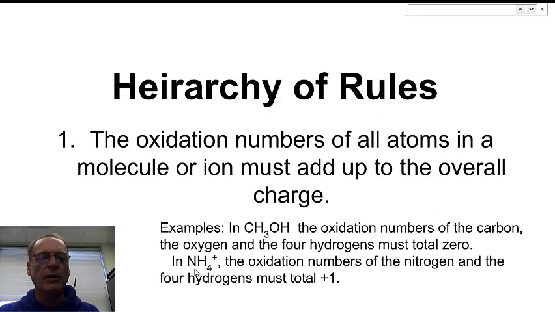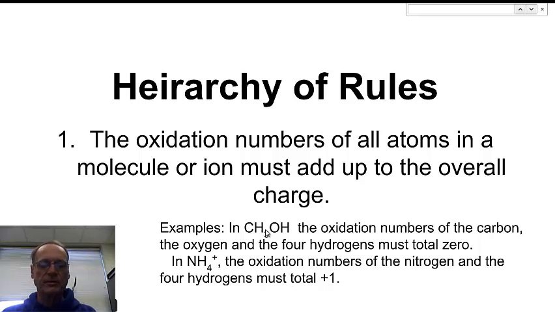First, and this is what we call a hierarchy, meaning that the first rule we will learn is always true, the second rule is true unless it conflicts with the first rule, and so on. So the first and most important rule says that the oxidation numbers of all atoms in a molecule or ion must add up to the overall charge.